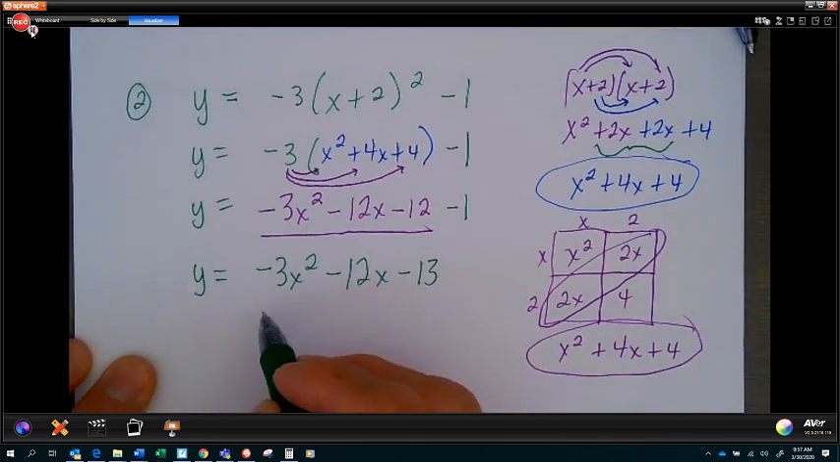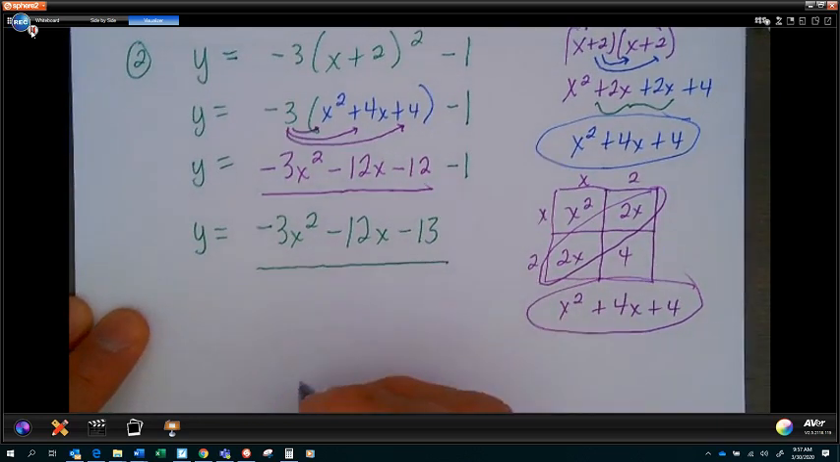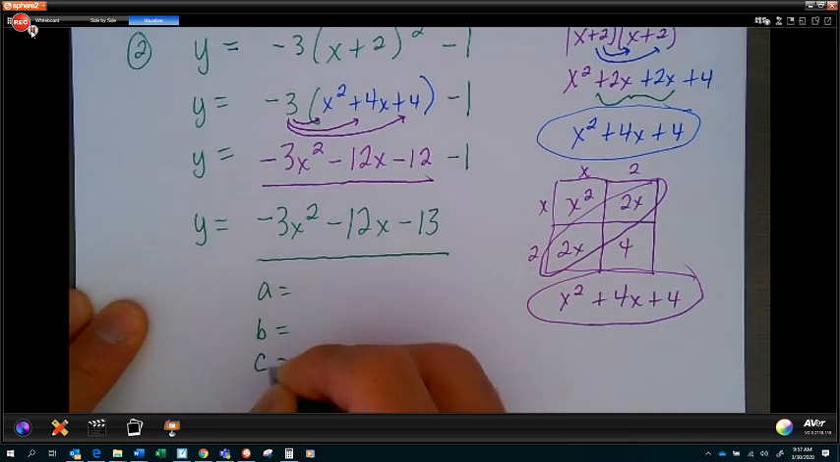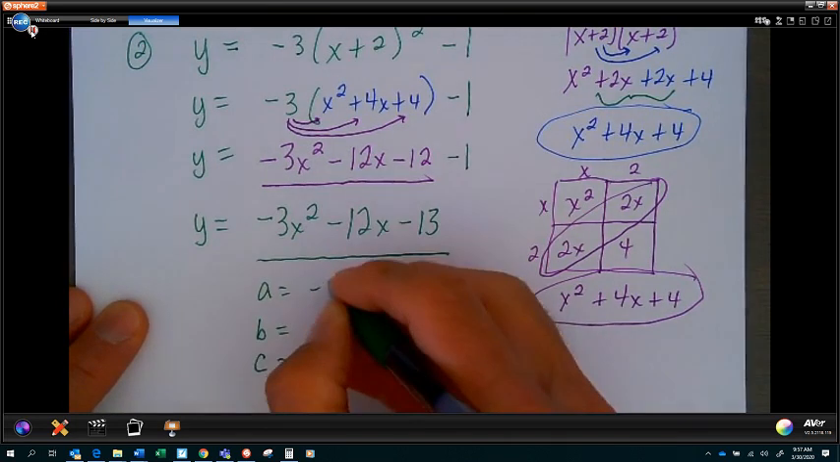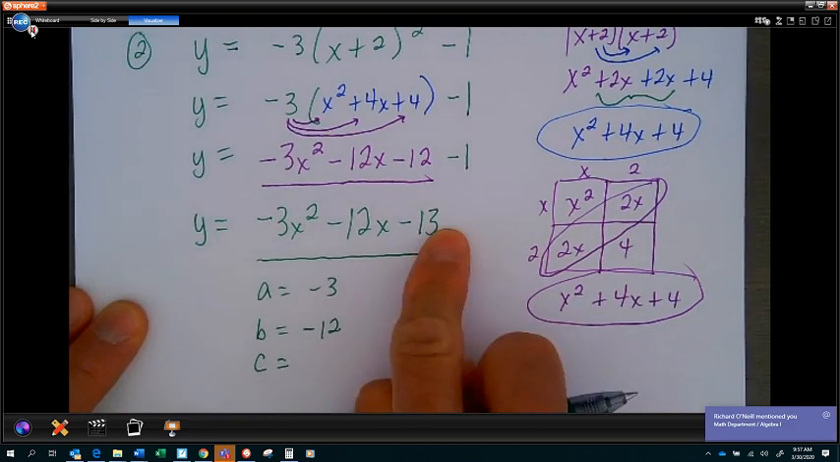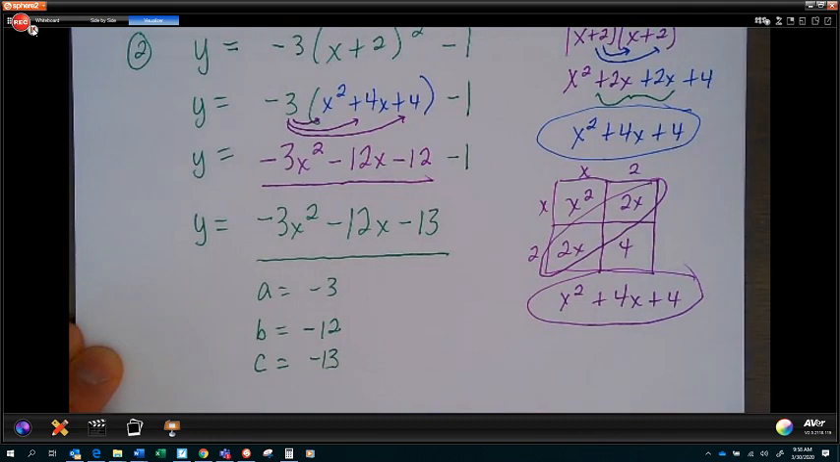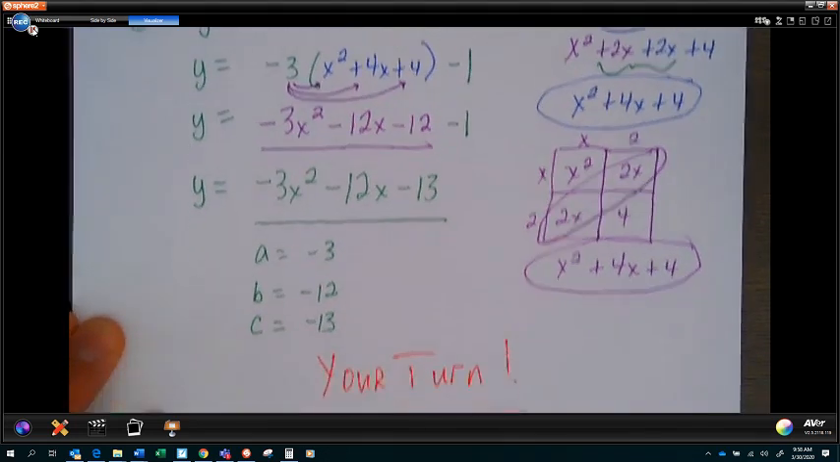At this point, we're going to look at our quadratic function and identify our values, our a value, our b value, and our c value. Our a value, which is attached to the x squared, is a negative 3. Our b value is a negative 12. Our c value is a negative 13. Realizing this, our a value is not equal to 0, therefore we have an x squared, and this is a quadratic function. And now it is your turn.